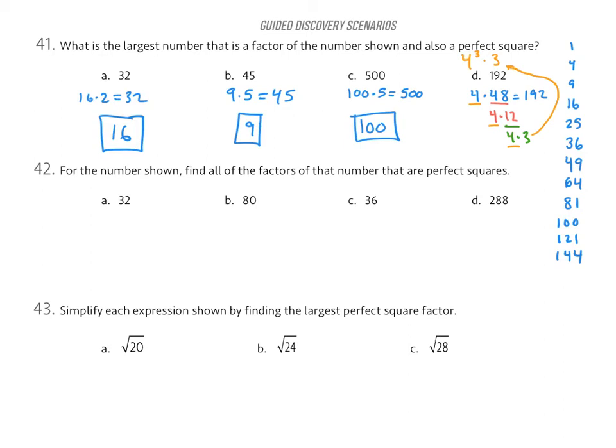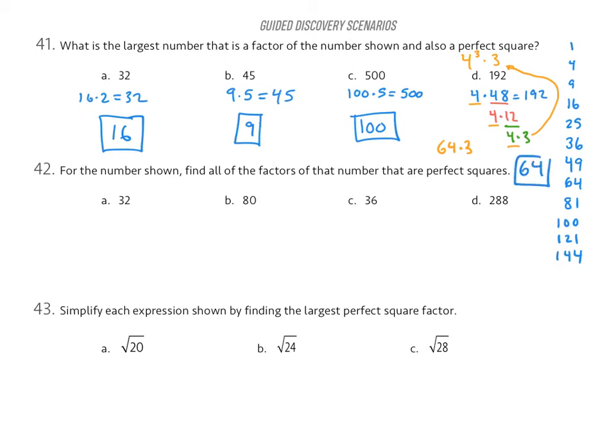Well, what is 4 to the third power? 4 times 4 is 16. 16 times 4 is 64. So 64 times 3 is equal to 192. 64 is a factor of 192, and it's the largest perfect square factor of 192.